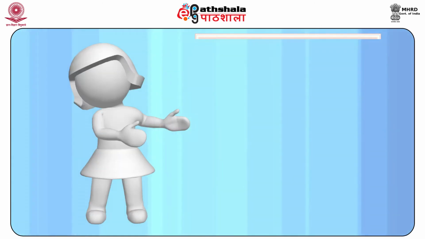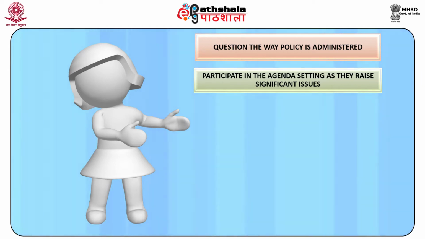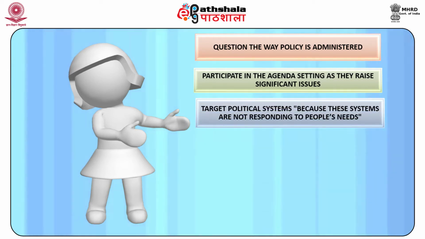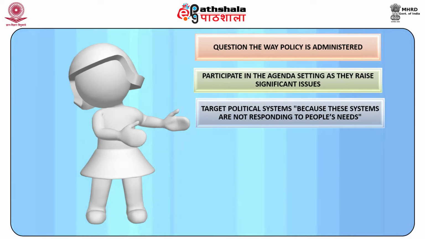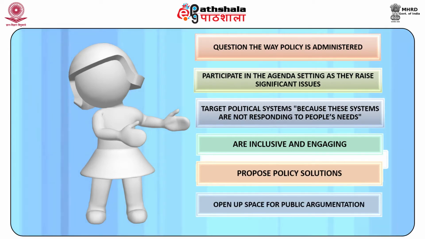For them, advocacy represents the series of actions taken and issues highlighted to change the what is into a what should be, considering that this what should be is a more decent and more just society. Those actions, which vary with the political, economic and social environment in which they are conducted, have several points in common. They question the way policy is administered, participate in the agenda setting as they raise significant issues, target political systems because these systems are not responding to people's needs, are inclusive and engaging, propose policy solutions, and open up space for public argumentation.